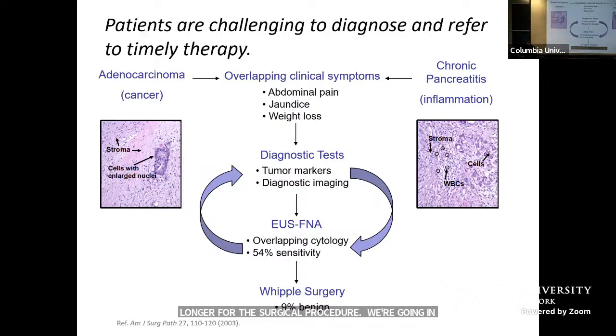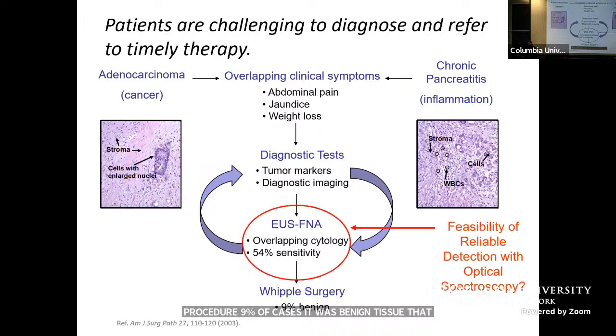But I don't know if you can see it. It's covered up a little bit by the captions, but even patients who've been referred to surgery and have the procedure, in about 9% of cases, it was benign tissue only that was found. So it's hard to detect it. It's hard to make sure that you don't have it.